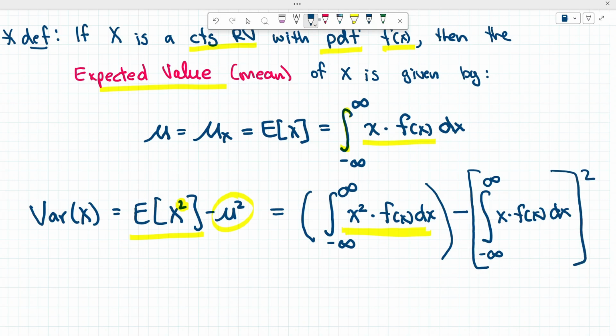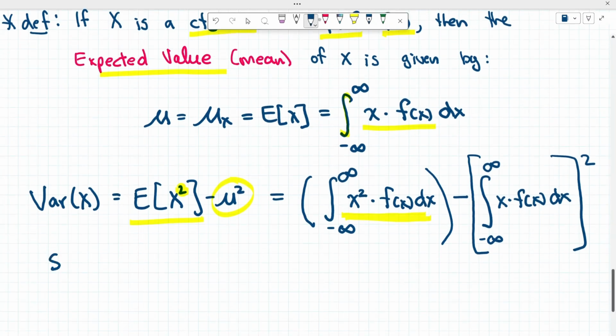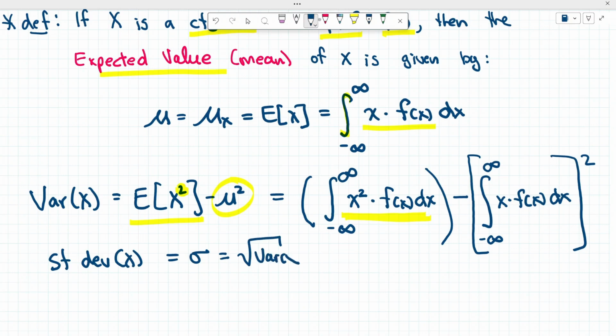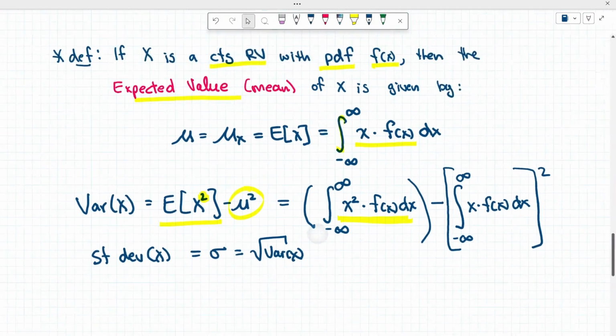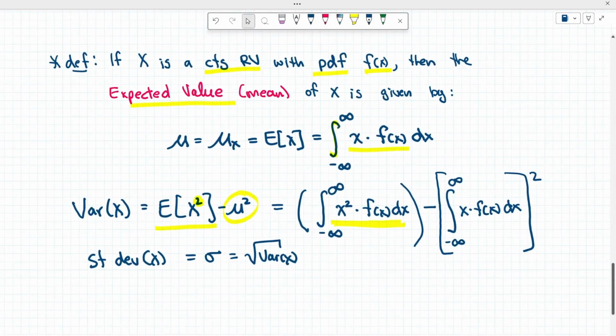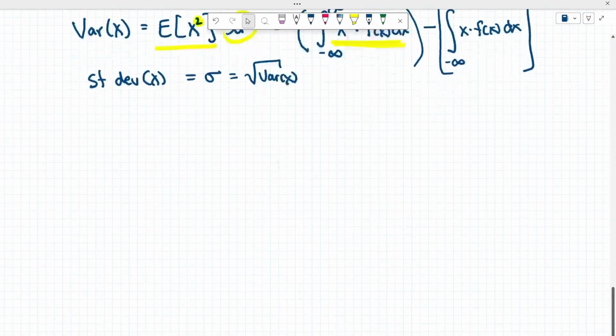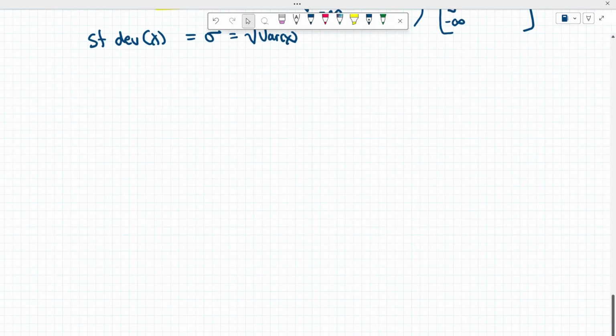So that is our integral definition of the variance, and same as before, our standard deviation of x is just the root of the variance of x. These are really good notations to have down. Before we dive into an example, I just wanted to show you a few other important properties of expected value. Expected value also has a linear property if we're dealing with linear functions.